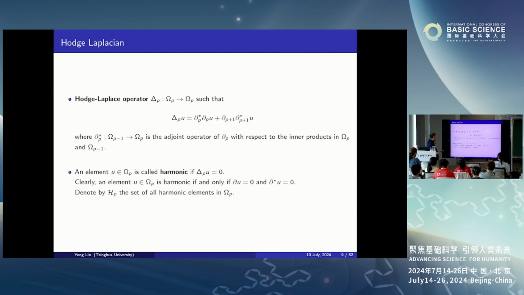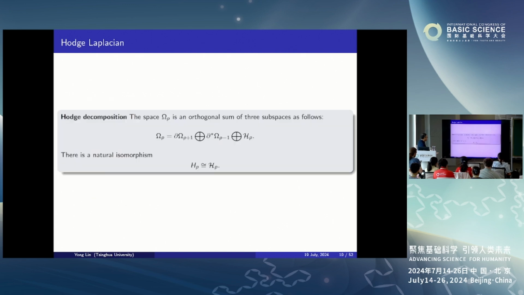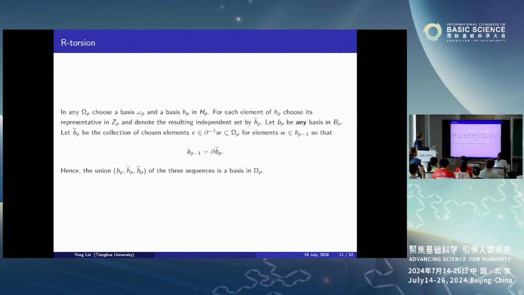If delta p u is 0, then we call u a harmonic element, and denote by HP the set of all the harmonic elements in omega p. You can easily prove the Hodge decomposition for omega p. It is a direct sum of these three subspaces of omega p, and you can also prove that the homology HP is isomorphic to this harmonic element set HP. This follows just from linear algebra.